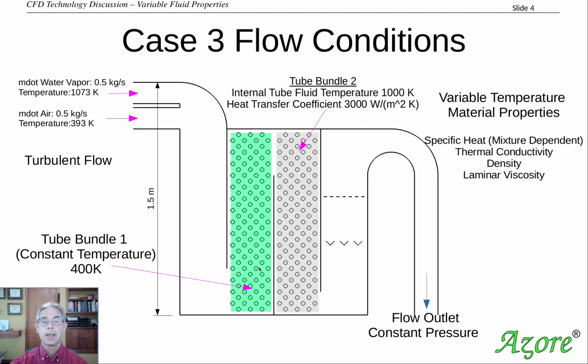In the second set of tubes, we're going to assume that there's some fluid passing through those tubes with a convective heat transfer coefficient of 3000. We are going to use those two properties to actually calculate the heat flux due to these conditions. The remaining fluid properties will remain the same as what we had used previously.